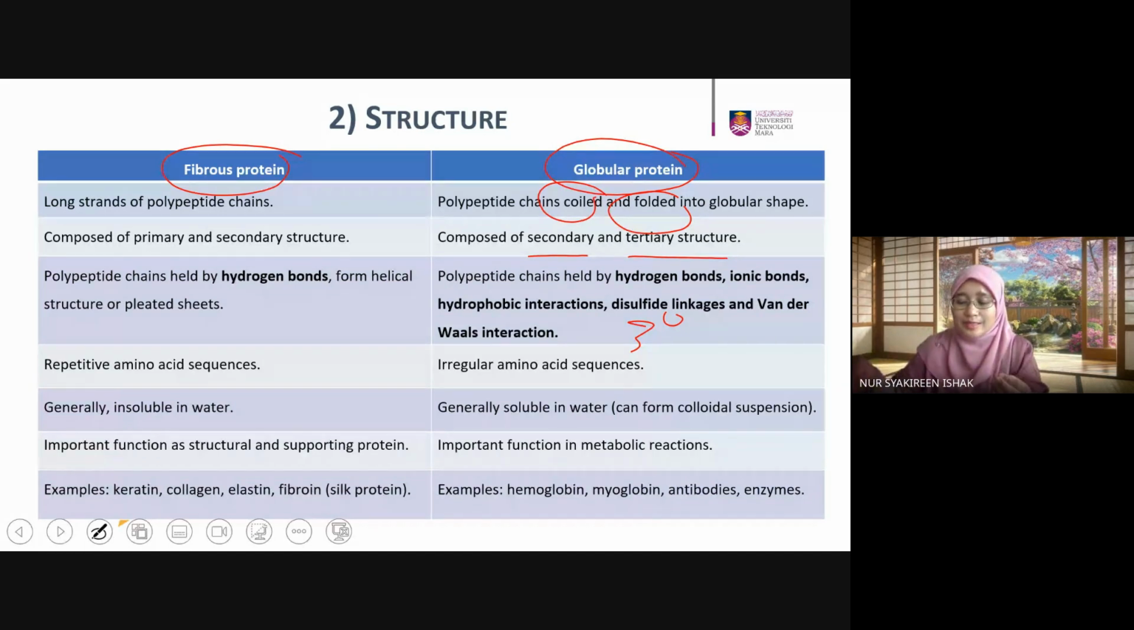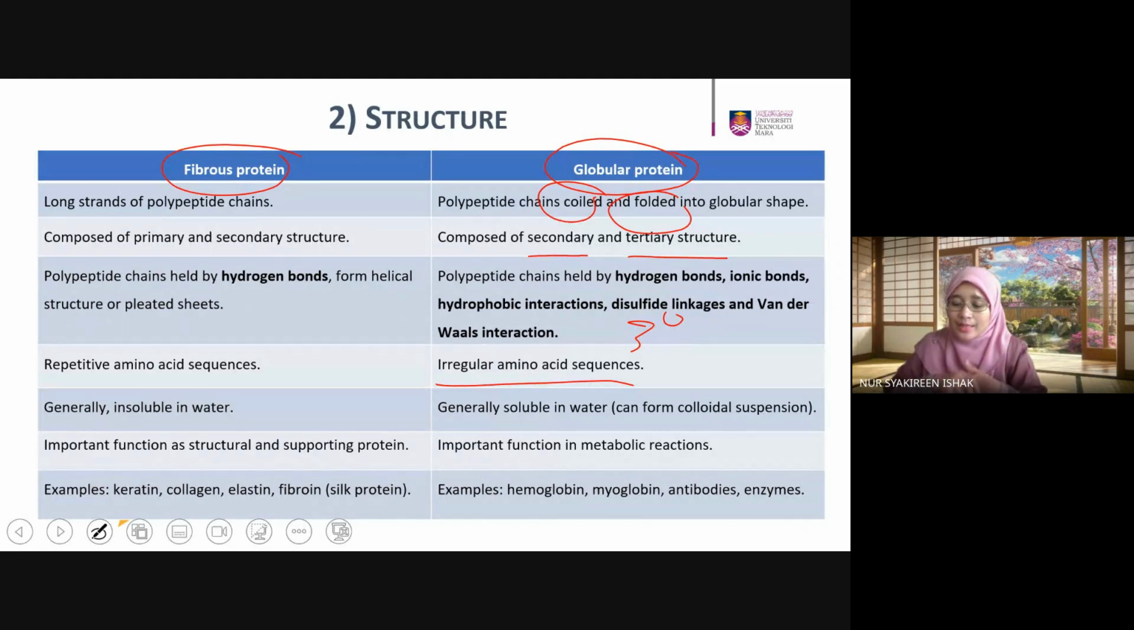The polypeptide chains are held together by hydrogen bonds, ionic bonds, hydrophobic interaction, disulfide linkage, and van der Waals interaction. And the sequence of amino acids along the chain will be different from one protein to another. The sequence of amino acids is different. Kita ada enzyme A, kita ada enzyme B, kita ada enzyme C. Each of these different enzymes will have different functions, catalyzing different types of reactions. So therefore, the sequence of amino acids will be different.